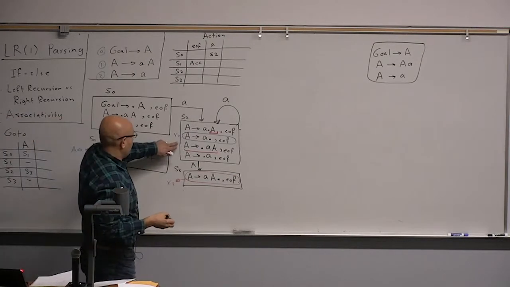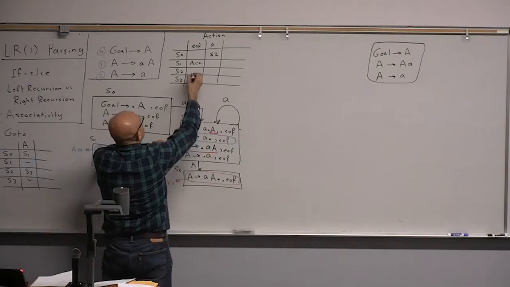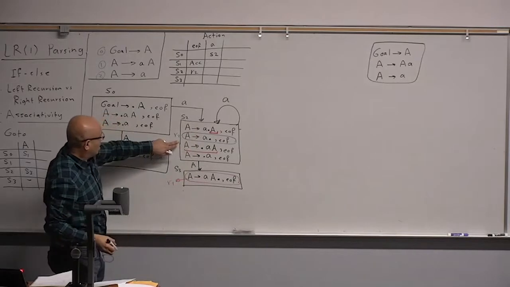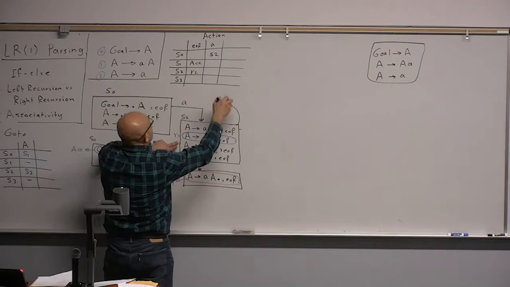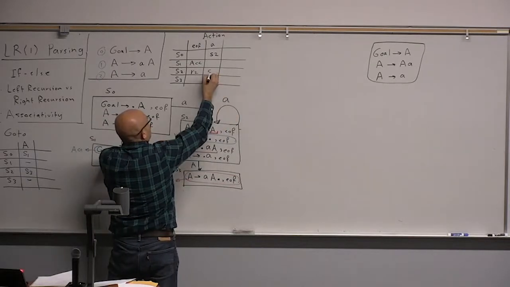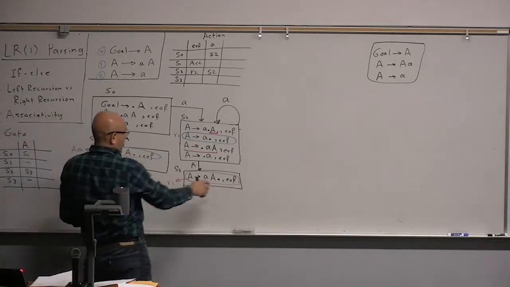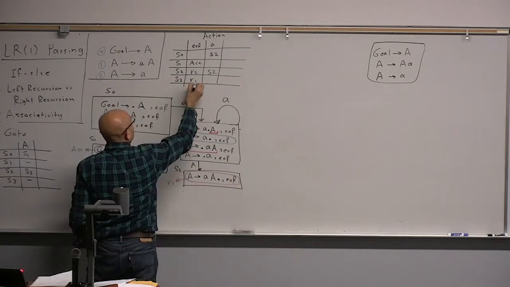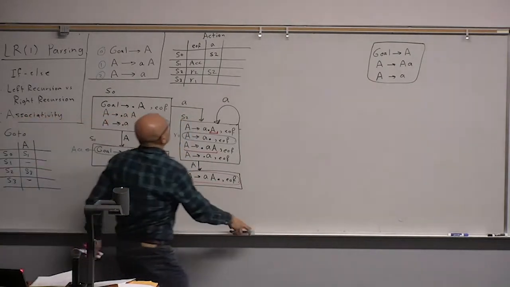S2, there is a reduction R2 on end of file. End of file, you do R2, and there is a transition on an A. The A leads to the same state, so shift and stay in the same state with an A. Now S3, there is a reduction. If the look ahead is end of file, you reduce by rule number 1, and there is no transition. So this is our action table.